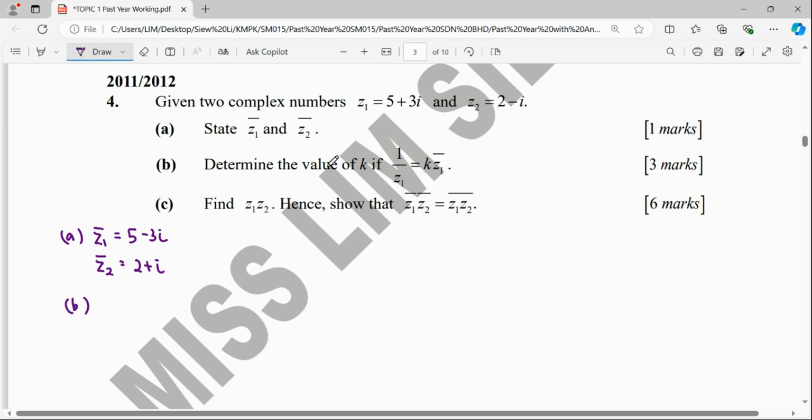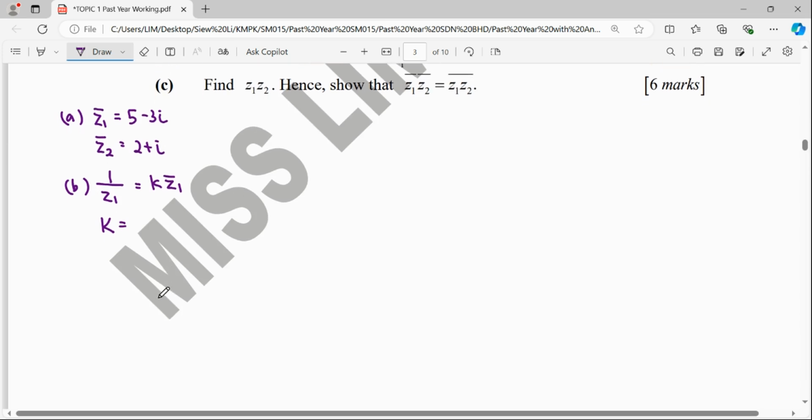Then for question B, determine the value of k if 1 over z1 equals k times the conjugate of z1. For this question, we can simplify, where we can notice that we can take out the k, then the operation will be z1 times the conjugate of z1. So we find out 1 over k, then we inverse back.